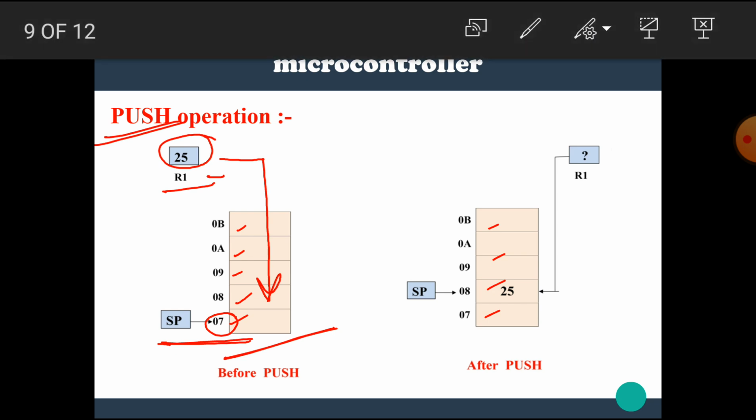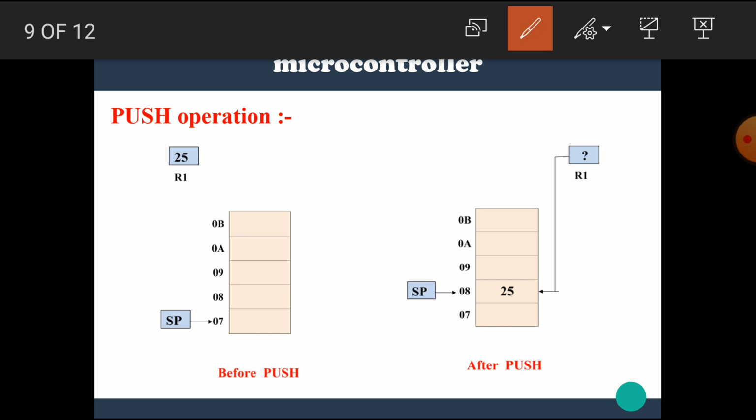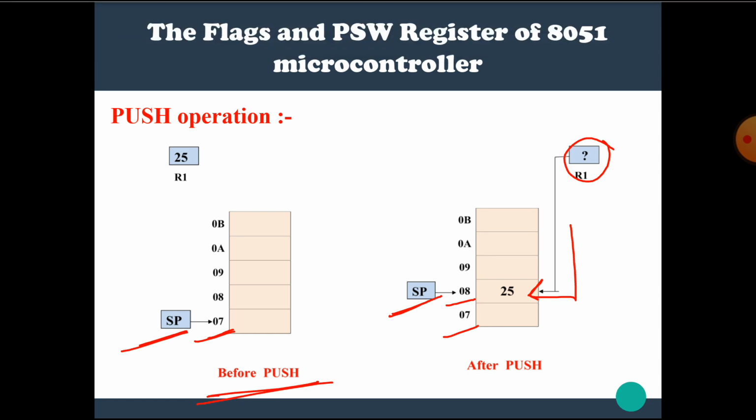Before loading of the data, the stack pointer represents the location 07H. We learned that in a push operation, when we load data into the stack, the stack pointer is incremented by 1. Here, after push, the stack pointer is incremented by 1. First it is at 07H. After loading data, it has the value 08H, and the contents of R1 are loaded into 08H. I hope you understand the push operation.